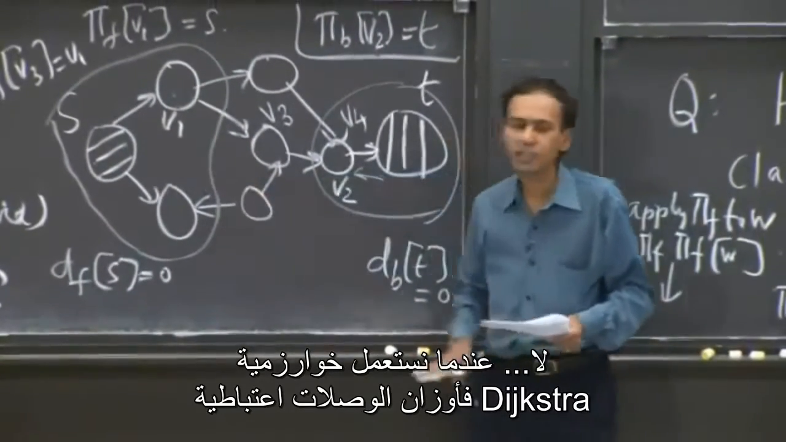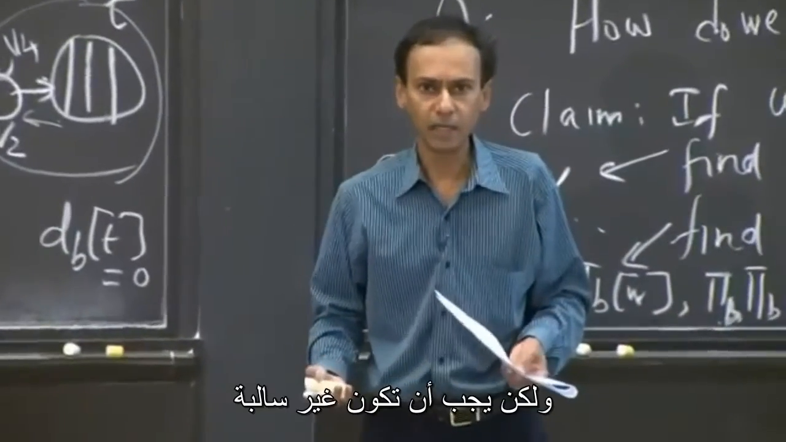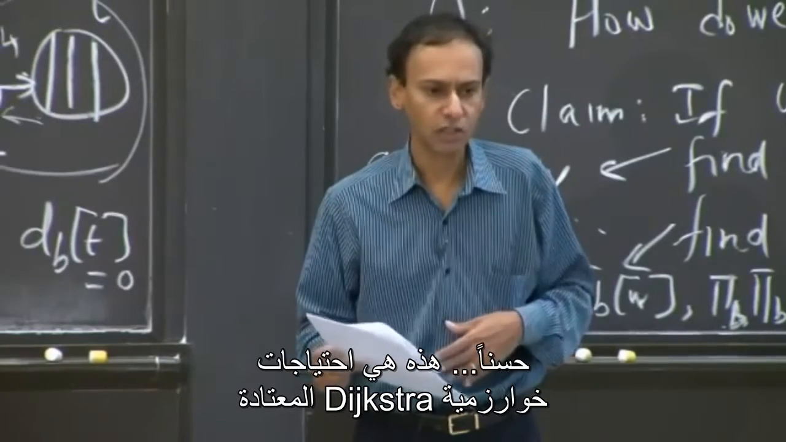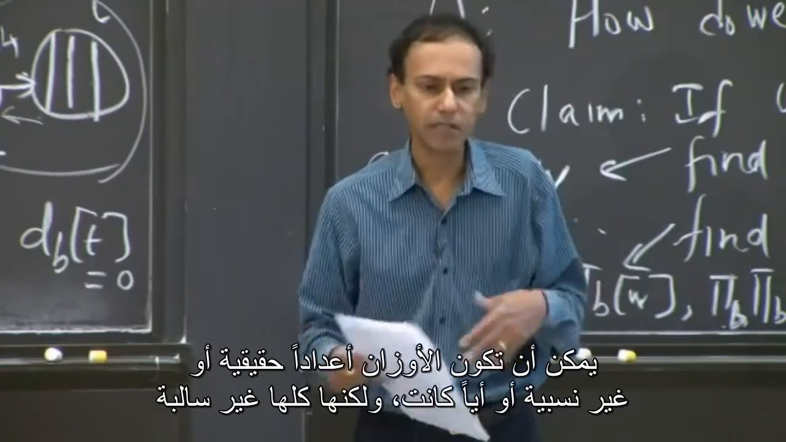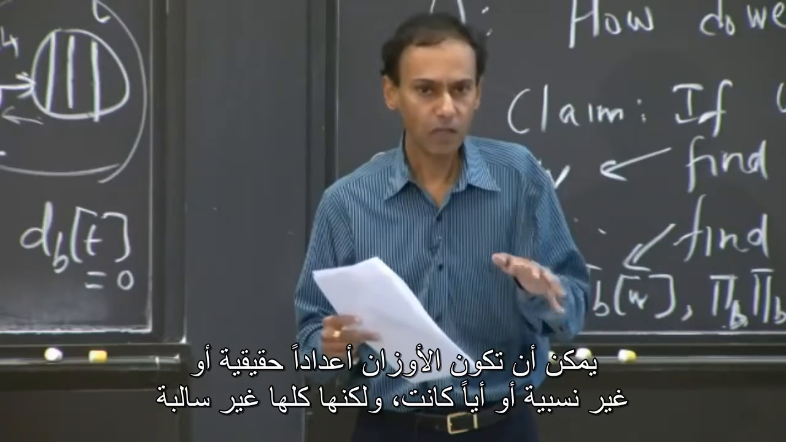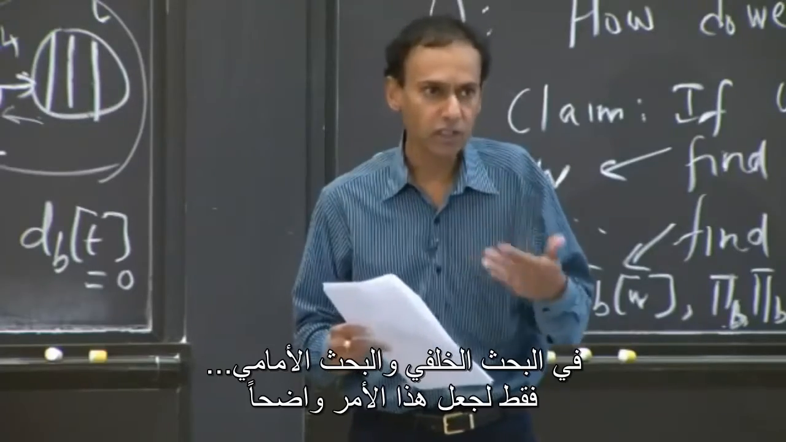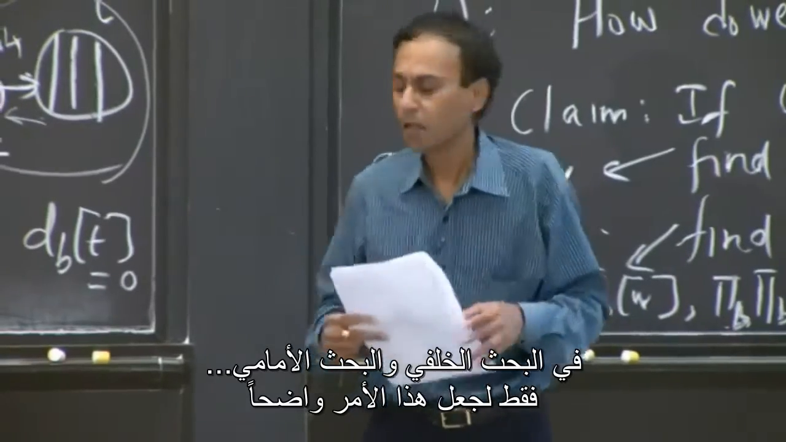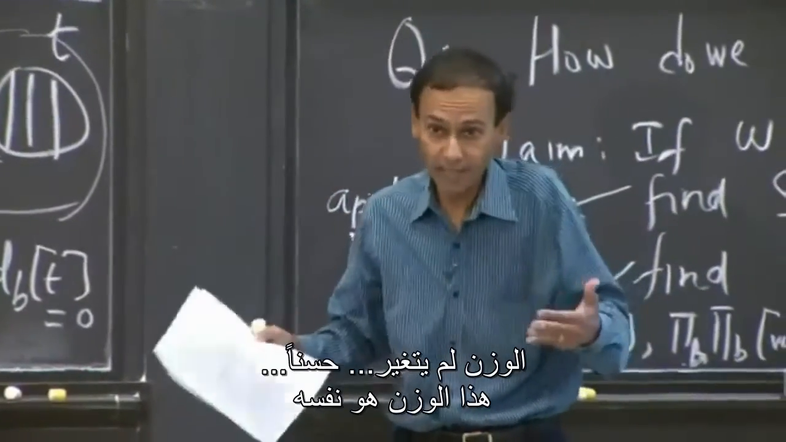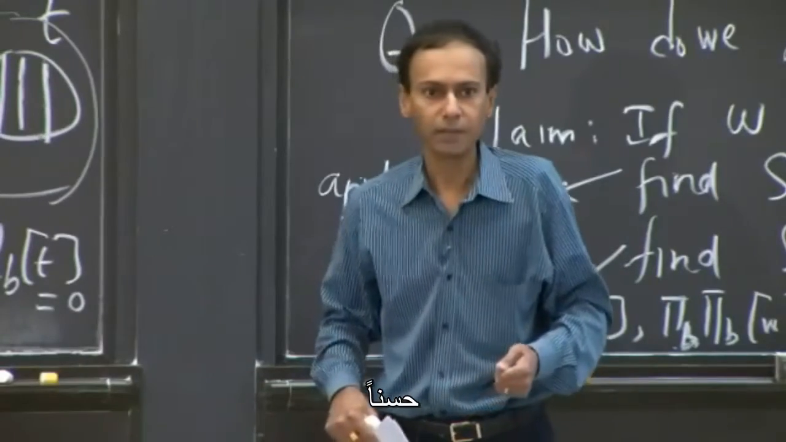No, they're all different, we're using Dijkstra. The edge weights can be arbitrary, but they're non-negative, okay? That's the usual Dijkstra requirement. They could be real numbers, they could be irrational numbers, whatever, but they're all non-negative. Now, in the backward search and the forward search, just to make that clear, while I've drawn this particular edge, that weight hasn't changed. That weight had better be the same.